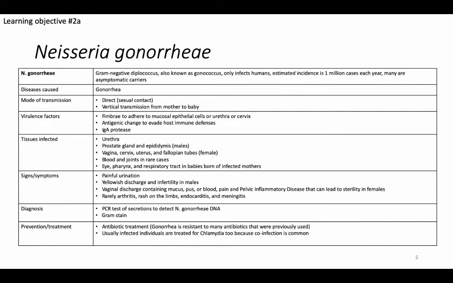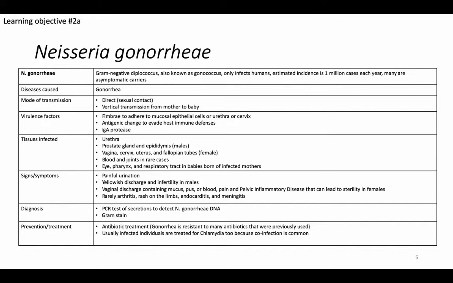It also is able to do antigenic changes to its fimbriae, where it can express them or alter them, and that will help the gonorrhea to evade host defenses. And it produces immunoglobulin A protease, which is an enzyme that will destroy immunoglobulin A, which is one of the main protections of the genital and urinary systems.